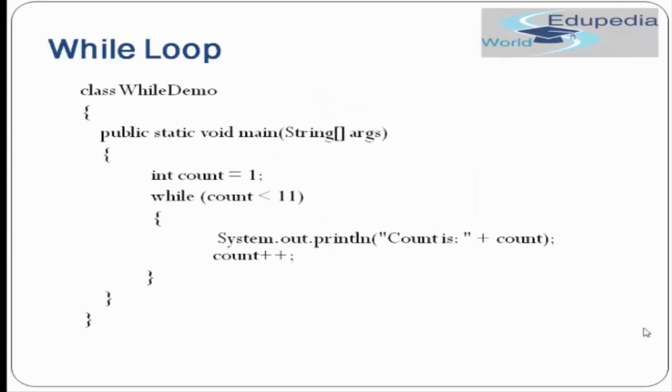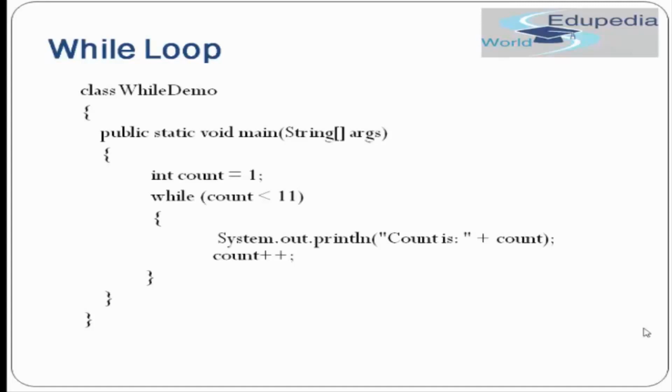So this is an example of a while loop. We have created a class WhileDemo. Inside that class, we have created the public static void main method. Inside that method, we are initializing a count variable to 1, and then we are going to print the count till 10.